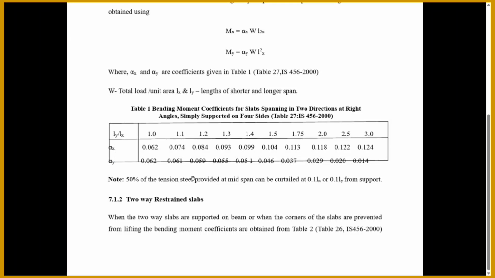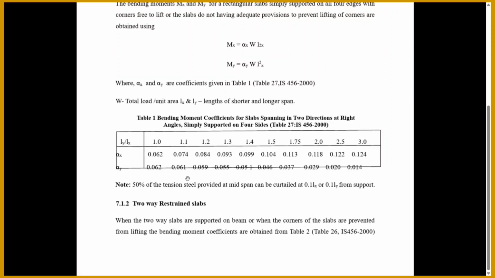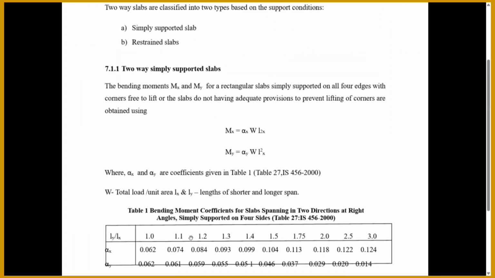And 50% of the torsion steel provided at the mid span can be curtailed at 0.1 of Lx or 0.1 of Ly from the support. This is the provision of the torsion reinforcement for the curtailment rule.